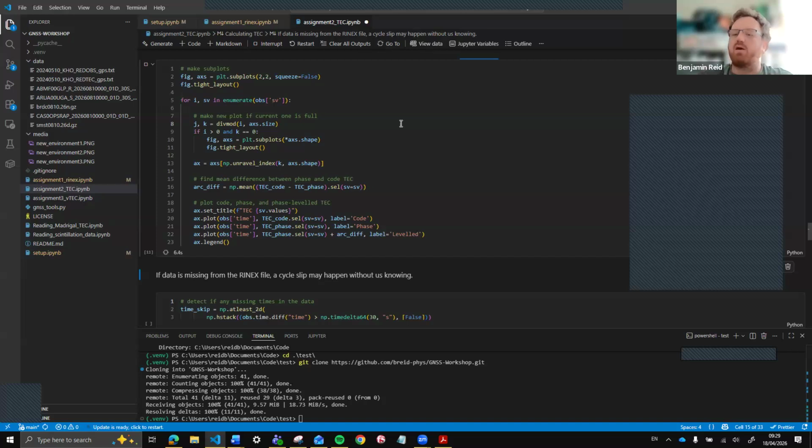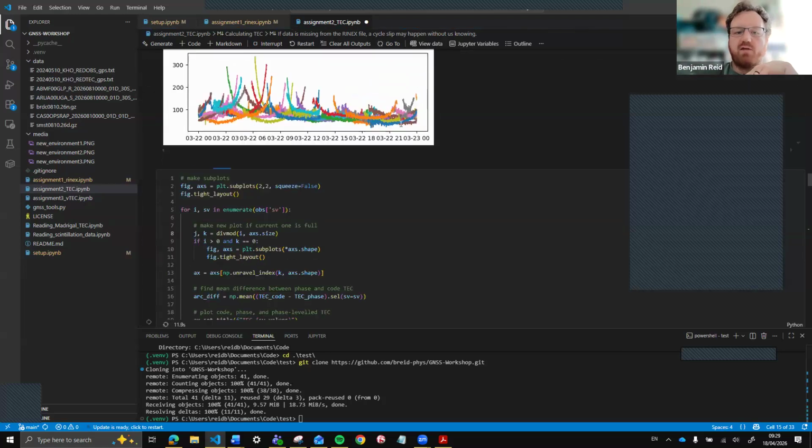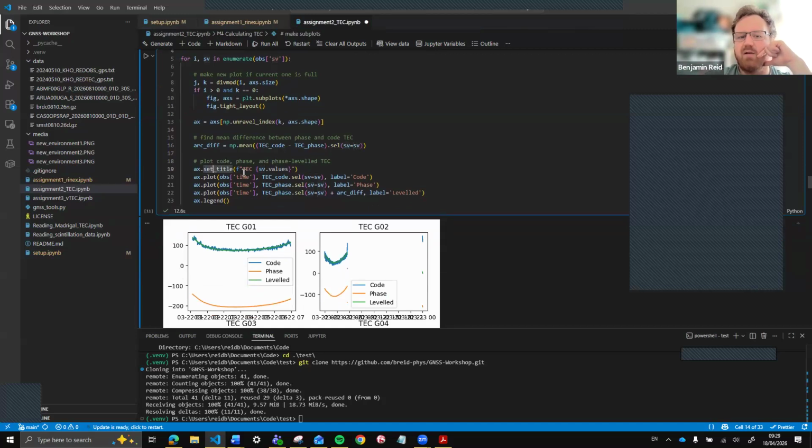So what I'm doing here is I'm going to do some phase leveling, and it'll make a bunch of nice plots. Basically, I'm going to take a difference between the code TEC and the phase TEC, and I'm going to select just one satellite at a time. So I'm looping over all the satellites, selecting one satellite, and then doing a little plot. I'm going to plot the code TEC, the phase TEC, and then the phase TEC plus this arc difference that I came up with, and we'll see how that works.